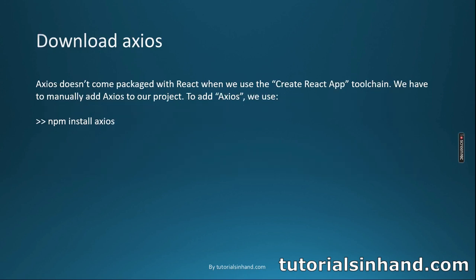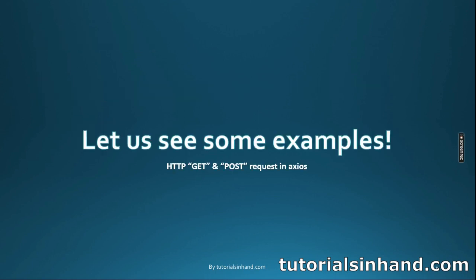Now let's understand how we can download Axios and make use of it in our application. Axios doesn't come packaged with React when we use the Create React App toolchain. We have to manually add Axios to our project. To add Axios, we use npm install axios. One thing you should make a note of here is that Axios is a third-party library for React. It does not come packaged with React when we use the Create React App toolchain. So if we want to use Axios in our project, we need to first install it from the npm ecosystem. And how do we do that? We simply write npm install axios in our terminal and hit enter, which downloads the Axios library in our React application. So we have done enough theory as of now.